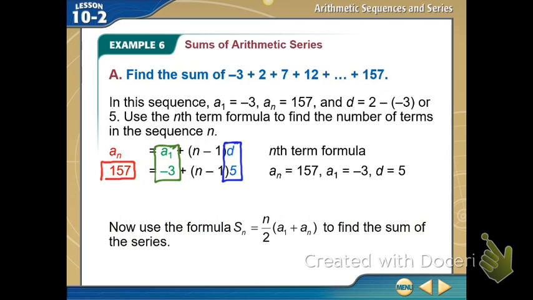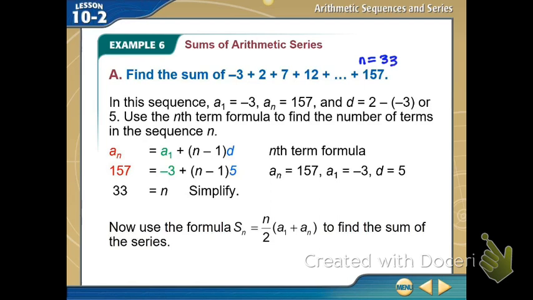If I keep solving this for n, I'll find out that this is actually the 33rd term. That's going to be important to me because I'm going to need to plug that n into my summation formula. So now that I know I have 33 terms, I can plug in the first term, the last term, and the number of terms into my summation formula.